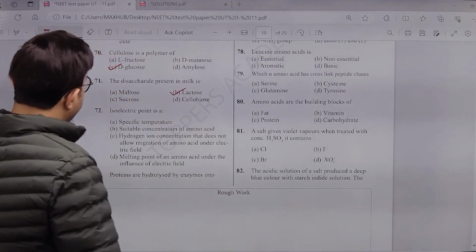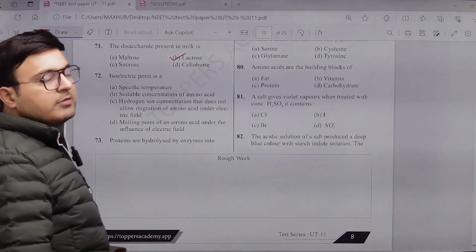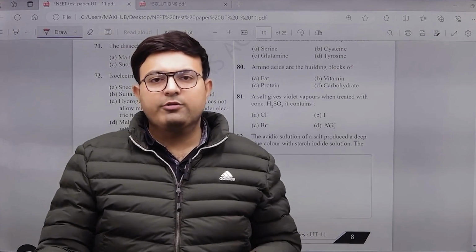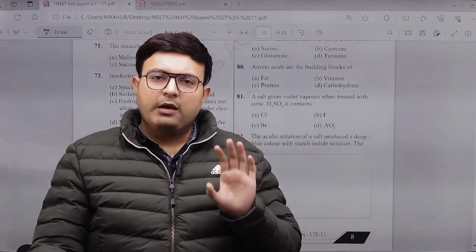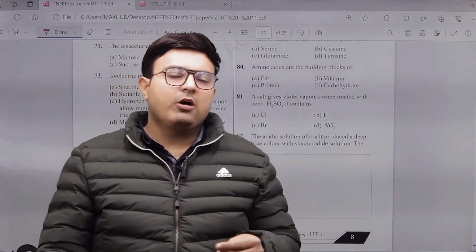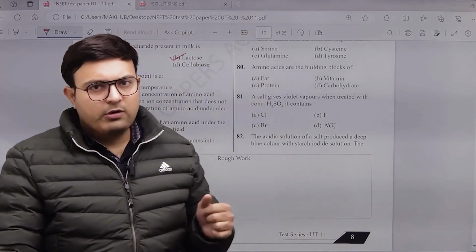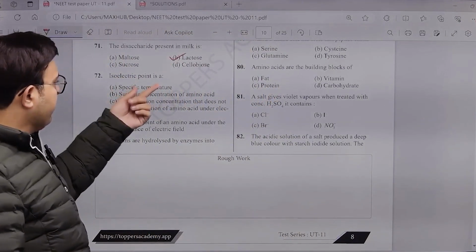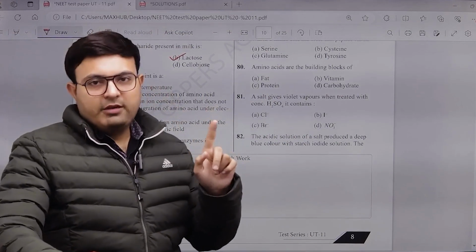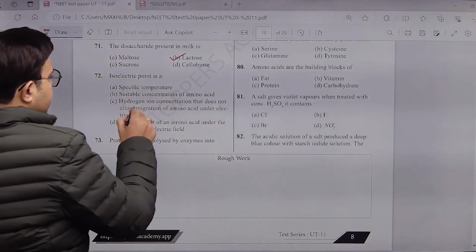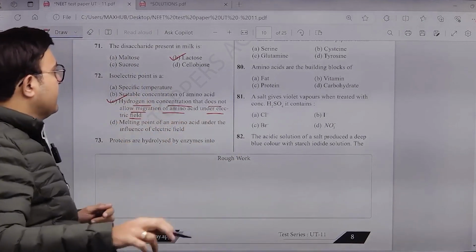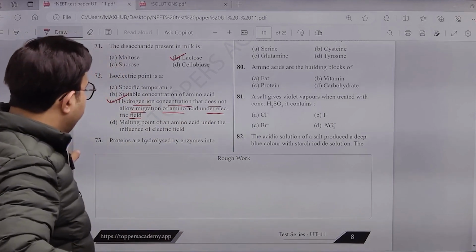Now we have the isoelectric point. What is the isoelectric point? It is that pH or concentration of hydrogen ion at which the amino acid will not respond to the electric field. Now we'll see the options. Specific temperature, no. Suitable concentration of amino acid, no. Concentration of H+ ions, hydrogen ion concentration, yes. Hydrogen ion concentration that does not allow migration of amino acid under an electric field is the correct answer for isoelectric point.